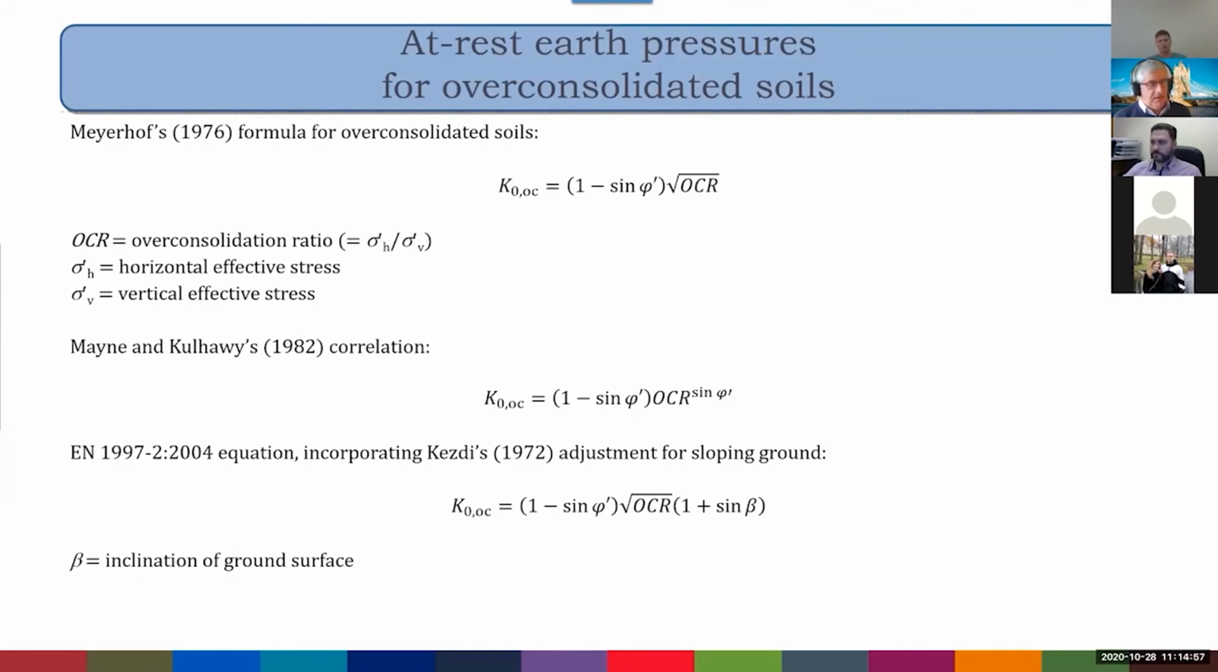There have been more modern attempts at looking at this. Paul Mayne in the US has done a lot of work on this and came up with a slightly different version: 1 minus sine phi times OCR to the power sine phi. And Eurocode 7 combines the Meyerhof formula with an adjustment by a guy called Kezdi, allowing for sloping ground. So if you've got sloping ground, you can also work out what your K0 value needs to be. So there again are some practical rules. These are as good as you're going to get at the moment. We don't really have any better feel for these values than what we've got here, unless you go and measure the value, and you can obviously do that with instrumentation.